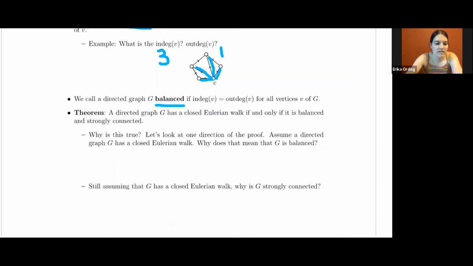So let's think about why this is true. We'll just think about one direction of the proof. What that means is we'll assume this side of the theorem, that a directed graph G has a closed Eulerian walk. So why does that imply that that graph is balanced? Why is the in degree equal to the out degree for all of the vertices of G? So try to think about that for a minute.